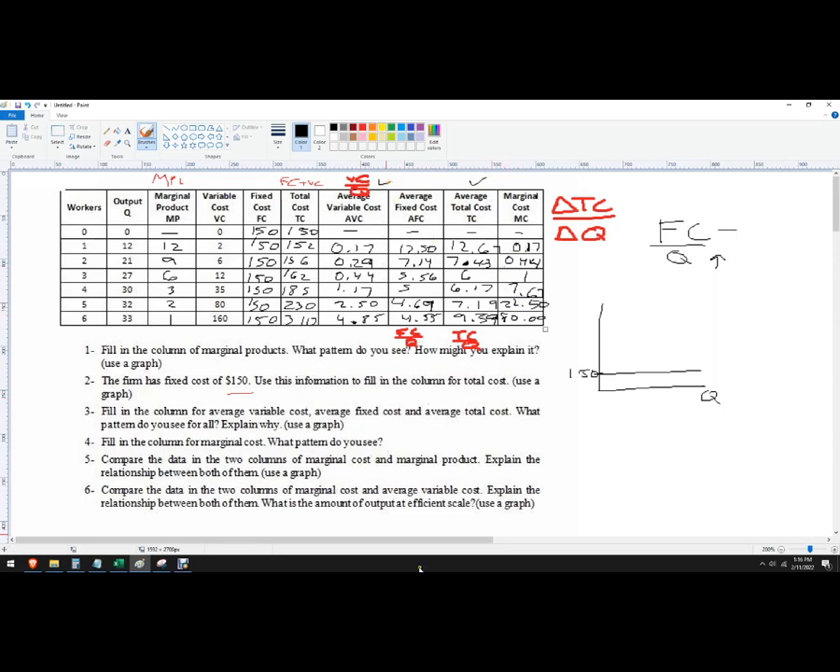Marginal cost is higher. What is the amount of output at the efficient scale? So basically we're looking for the cheapest. What that means is the cheapest production quantity. So where would that be? That's going to be right here. So 27 units is the output for the efficient scale, and that's how to do that.